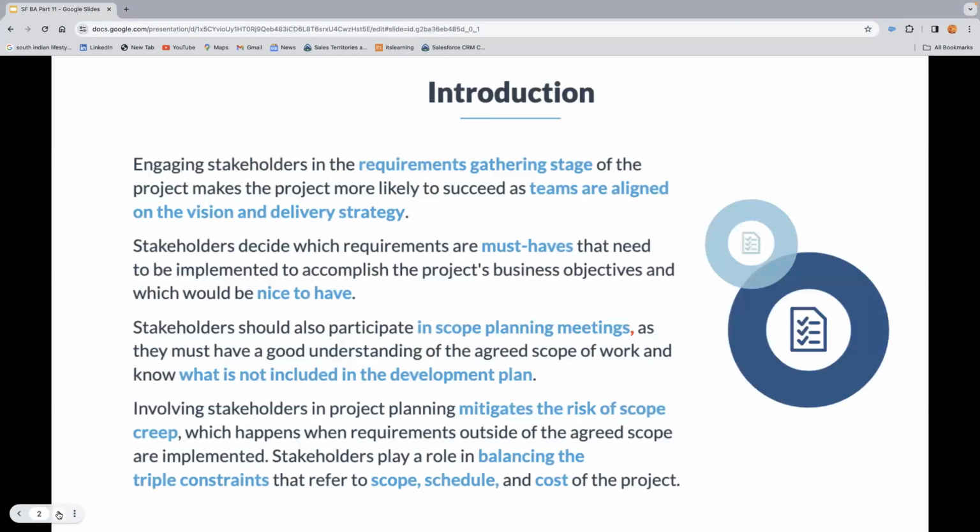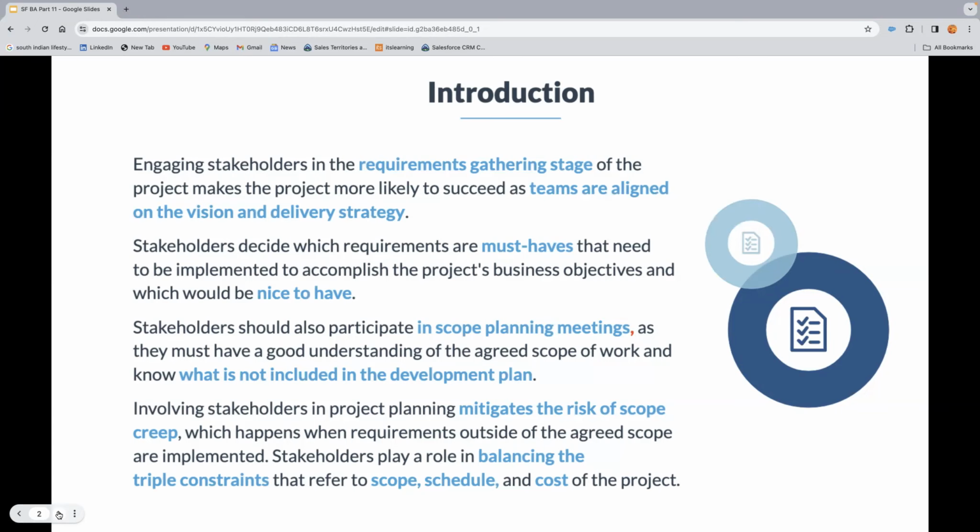Engaging stakeholders in the requirement gathering stage of the project makes the project more likely to succeed as the team is aligned on the vision and delivery strategy. Stakeholders decide which requirements are must have and need to be implemented to accomplish the project business objectives, and which would be nice to have.